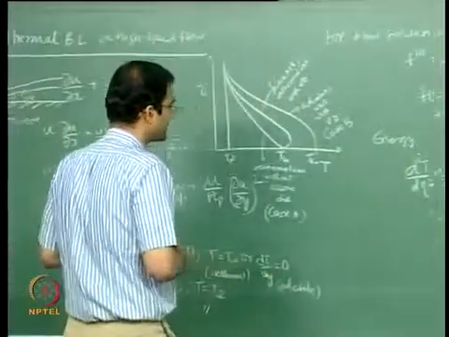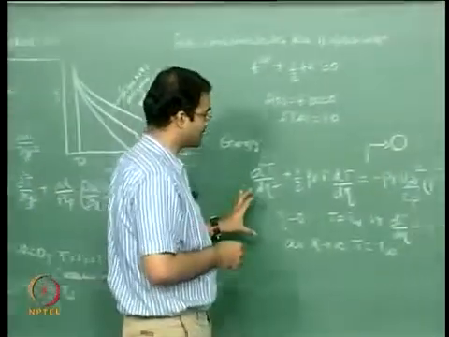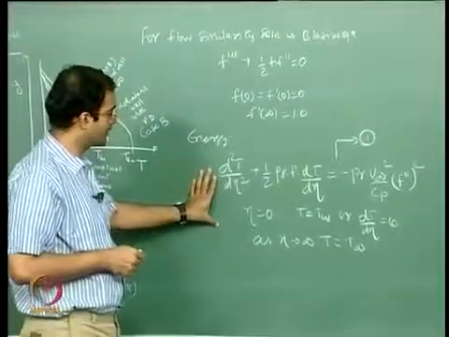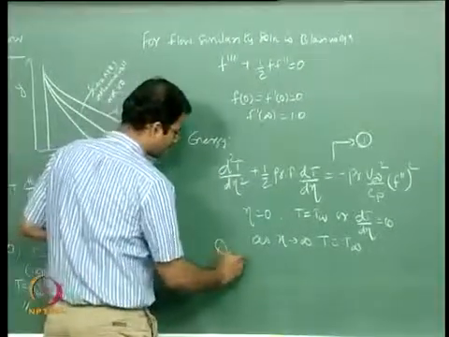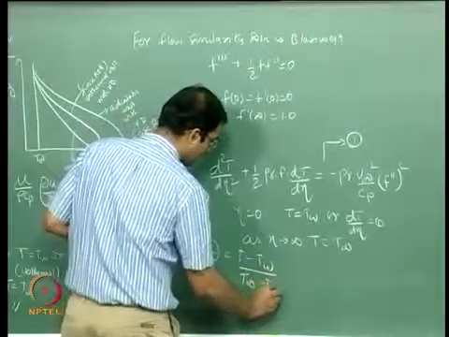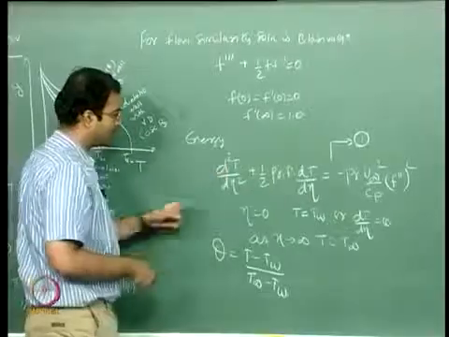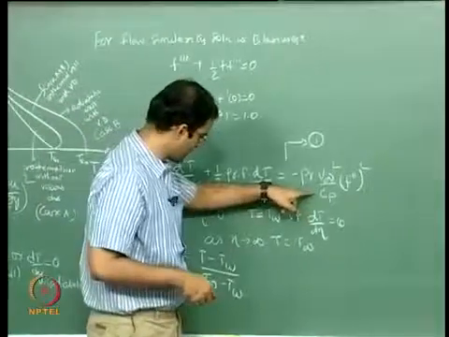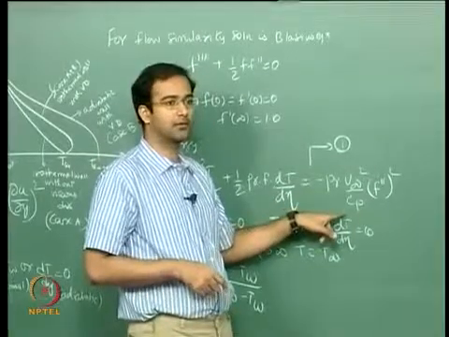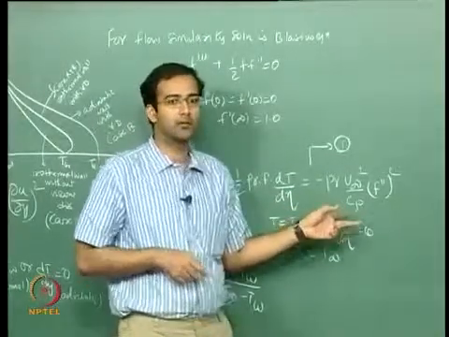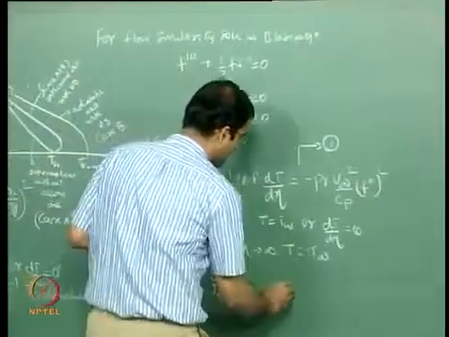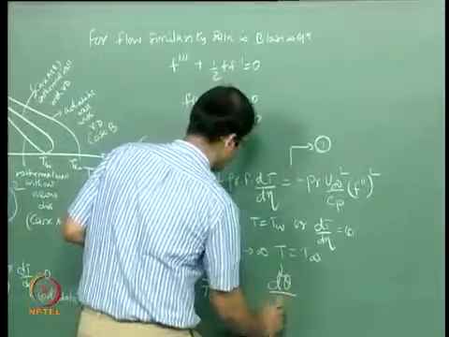Rather than solving this directly, there is one more way of doing it. You can define a theta which is T minus T wall by T infinity minus T wall. Plug it in, divide throughout by T infinity minus T wall, and you can define this as your Eckert number, U infinity squared by Cp times T wall minus T infinity. In that case you will find a non-dimensional form of this.